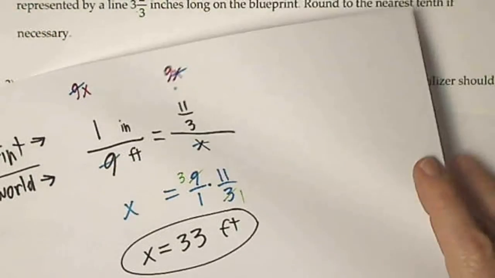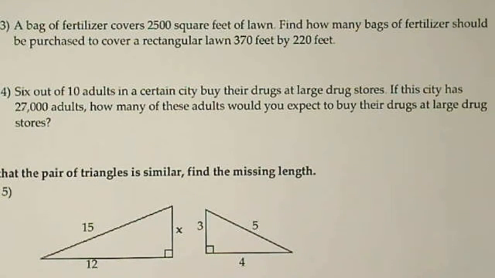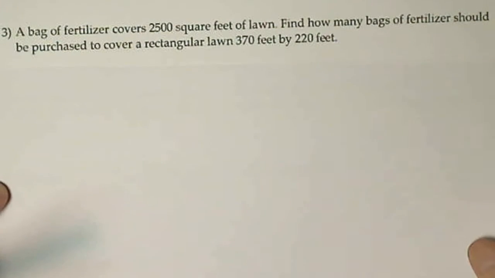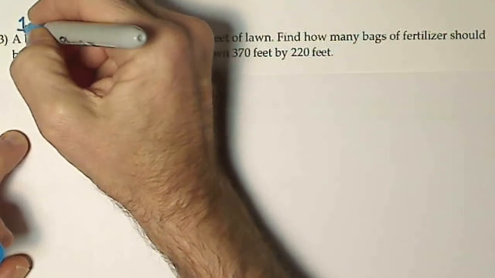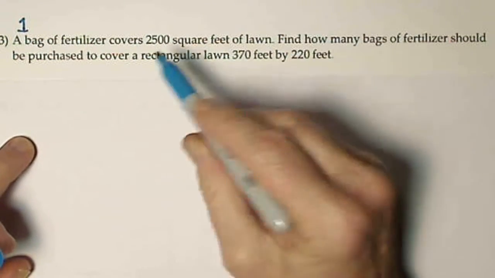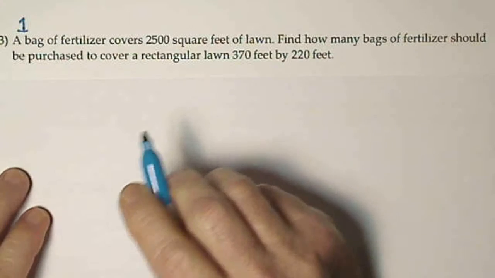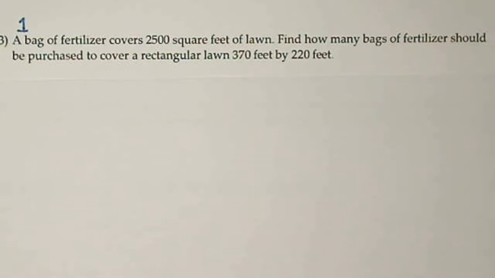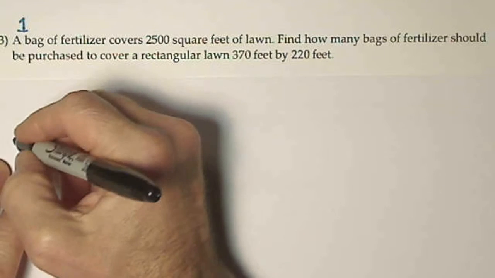Alright, take a look at the next one. Number 3, bag of fertilizer. You could certainly solve this without using a proportion, but since we're on a proportion kick, we'll solve it using proportion right now. And let's see, a bag of fertilizer, that's one bag, covers 2,500 square feet. So they're giving us, the order that the things are showing up here are bag of fertilizer and coverage. So that's the order I'll stick with.